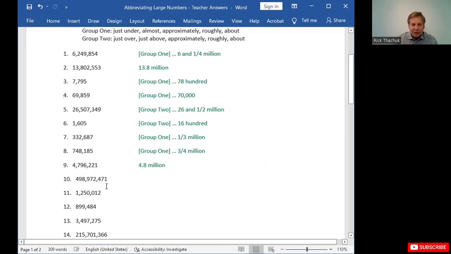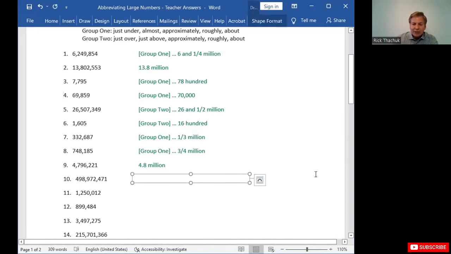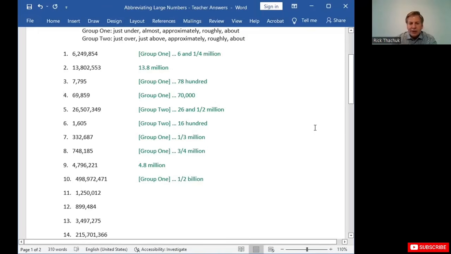Next number is quite large here, 498,972,471. Well, as I look at that number, I see it's quite close to 500 million. It's not quite there, it's just under. So I think I can use anything from group 1 and then mention 500 million. Just under half a billion, or almost half a billion.